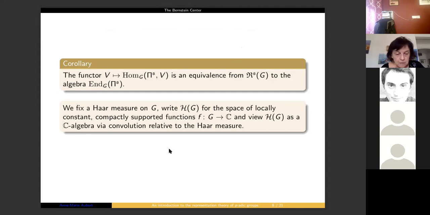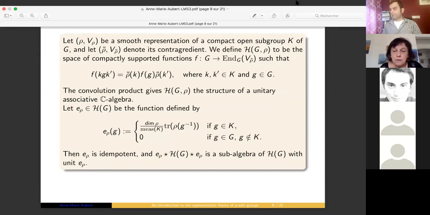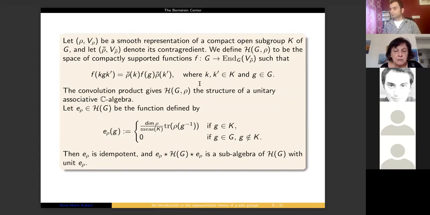So this is well known. And now we will consider an open compact subgroup K of G and rho a smooth representation of K with contragredient denoted as rho tilde. Then we can define a certain algebra attached to rho.